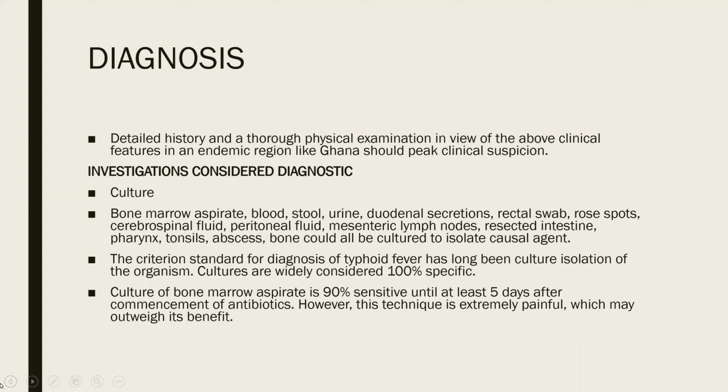Now, the stool culture as well is important and is useful in the later parts of the condition. The urine culture is not as sensitive as the blood or the stool culture, but may still isolate the organism. Other things that you can do are a rectal swab. The rose spots can be cultured. The duodenal secretions can be cultured. And the cerebrospinal fluid, if it's possible, can be cultured.